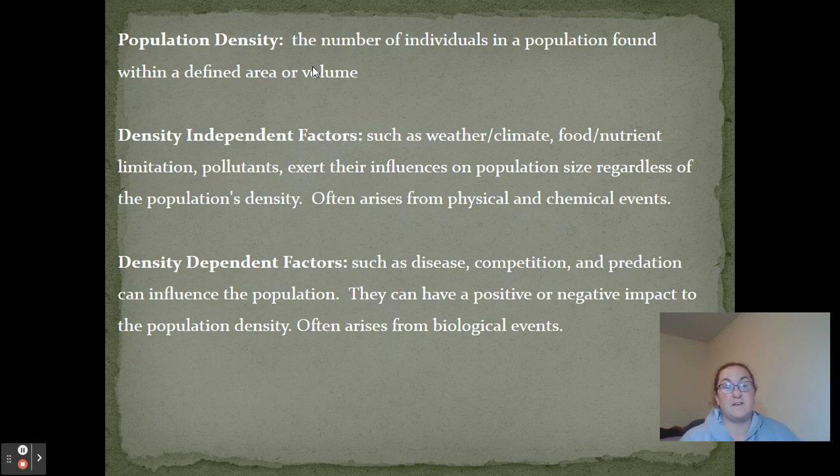Density independent factors such as weather and climate, food, nutrients, limitations, or pollutants exert their influence on any population size. They deal with both physical and chemical events. Density dependent factors are like diseases, competition, and predation that could influence the population, usually from the biological aspect. So independent deals with physical and chemical events, whereas density dependent deals with biological events that occur to humans.